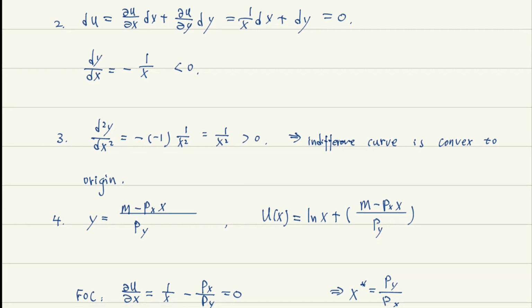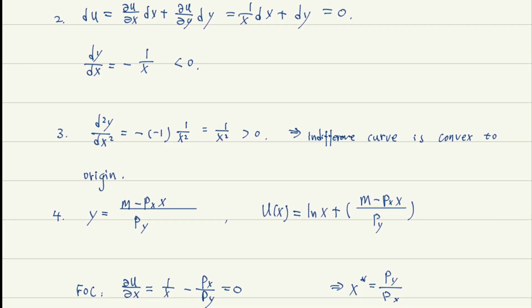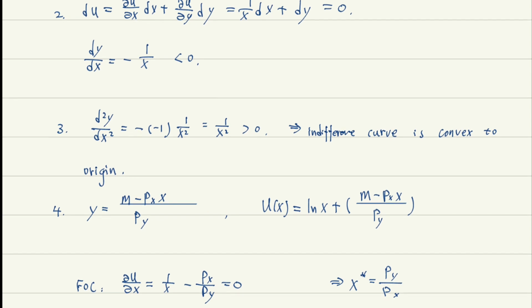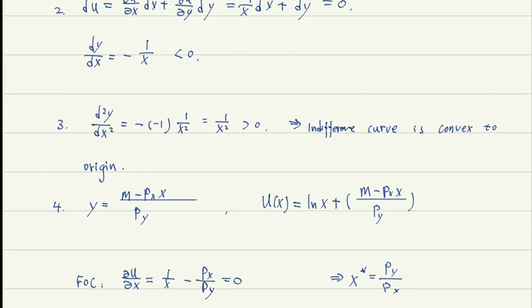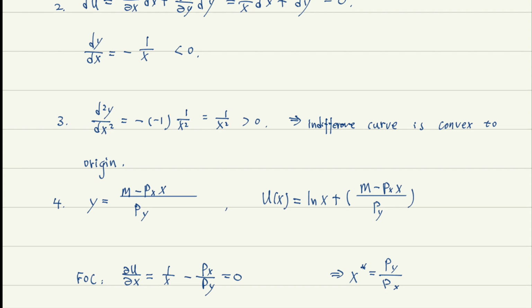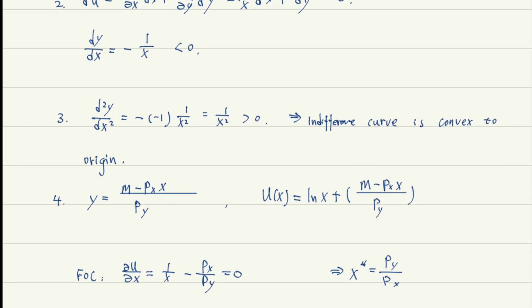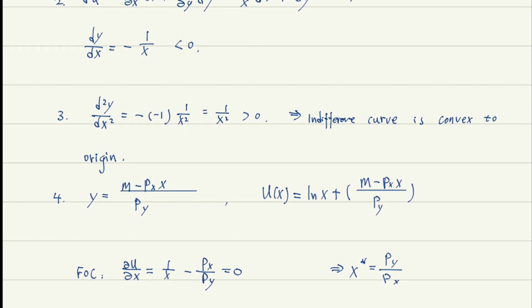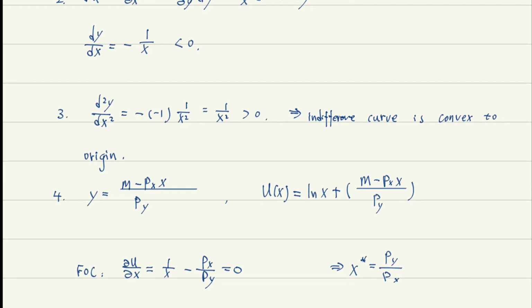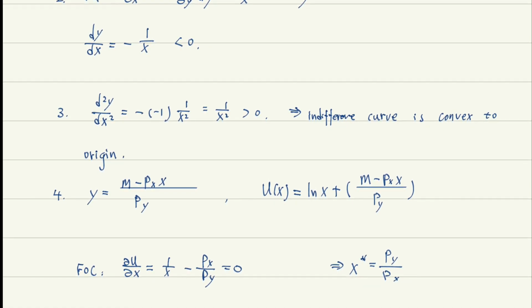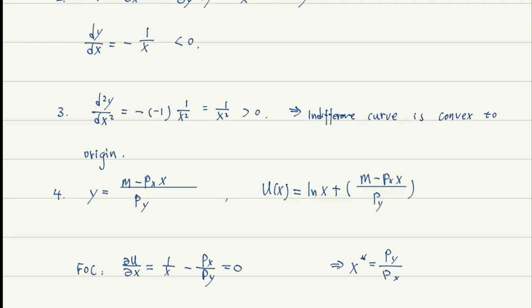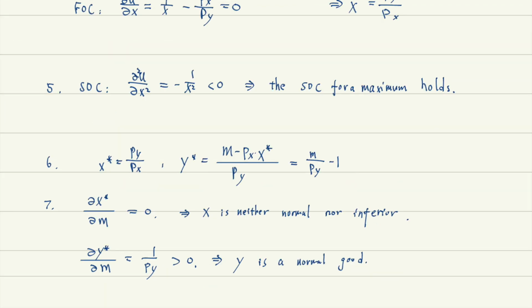For question 4, we first write y as a function of x and replace it into the utility function. Now the utility function only contains one variable x. The first order condition for utility maximum is that partial u partial x is equal to 0. We can verify that the sufficient second order condition for a utility maximum holds because the second derivative is negative.